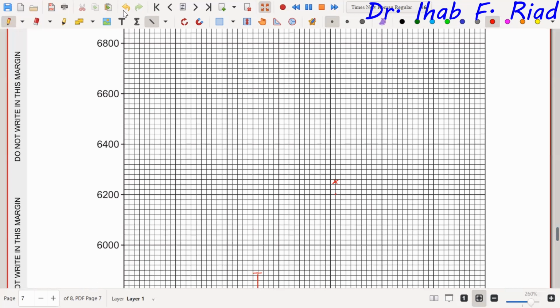80. 80 divided by 200. It is 0.4. So 4 steps. 0.4, right? So we count up 1, 2, 3, 4. We count down 1, 2, 3, 4. Yes. And we draw the straight line.